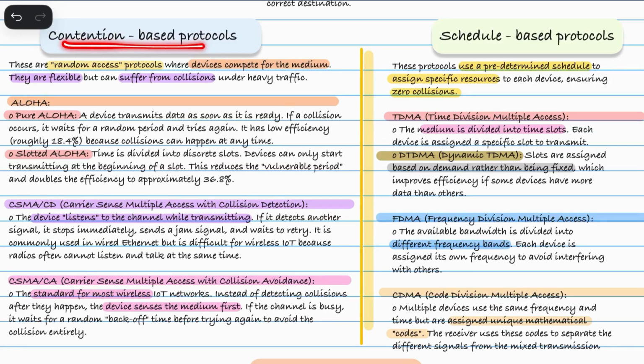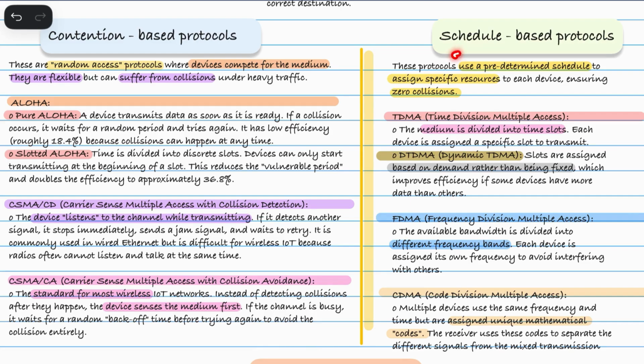The next type of contention-based protocol is CSMA/CA, that is, Carrier Sense Multiple Access with Collision Avoidance. This is the undisputed standard for wireless IoT. Instead of trying to clean up a collision after it happens, it works to avoid it. The devices listen before talking. If a device senses a busy channel, it triggers a random backoff timer before checking again, preventing the collision from even occurring, right?